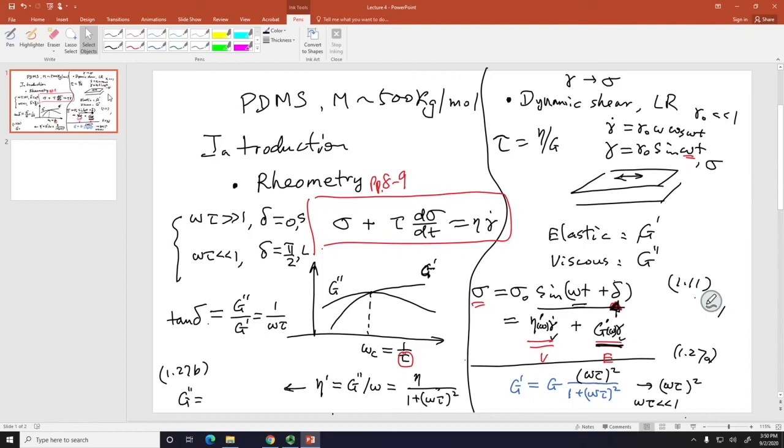Yeah. Well, omega tau much smaller than 1 just means you're oscillating very slowly. Right? In that limit, tangent delta becomes infinity. Tangent delta infinity is delta equals half pi.